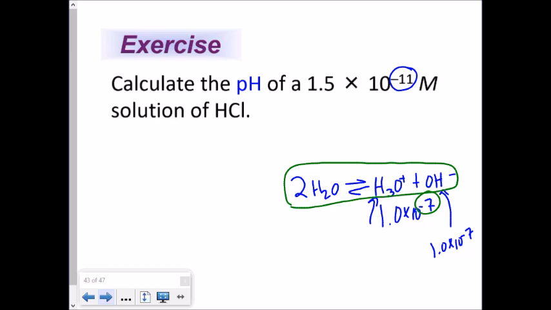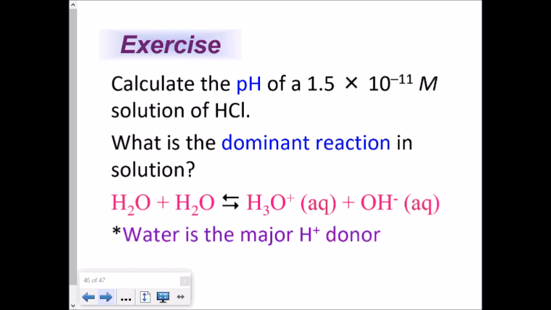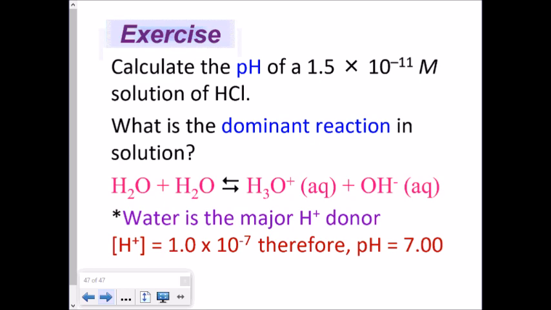So the pH of this one would be 7, because the dominant reaction happens to be the self-ionization of water going on, and water is the major H donor, so that creates a pH of 7.